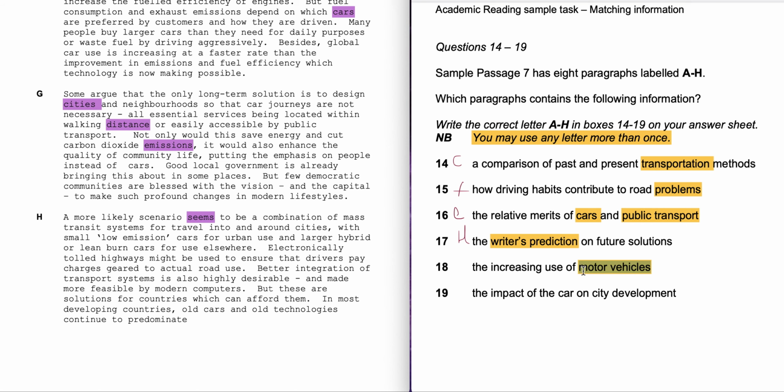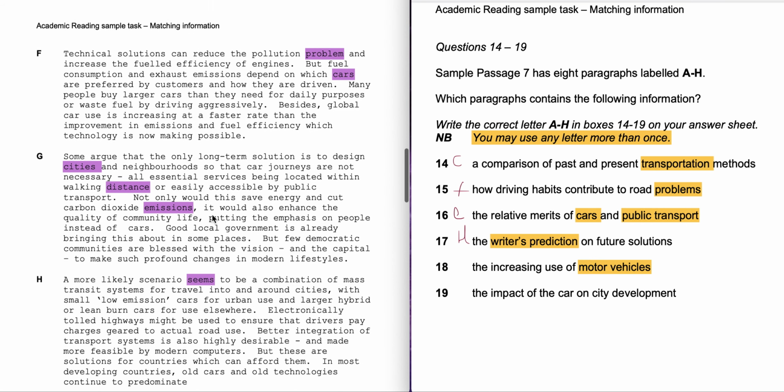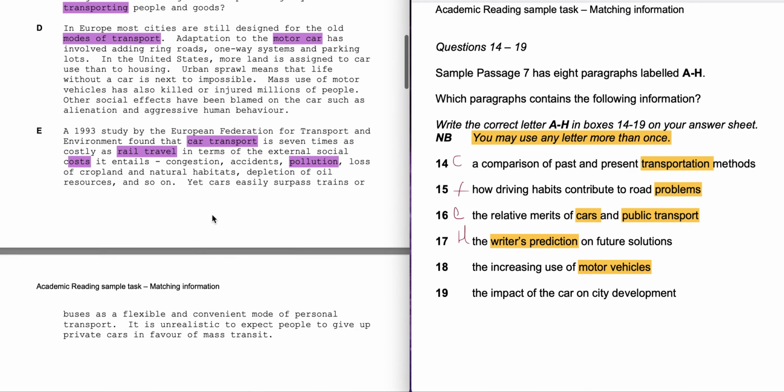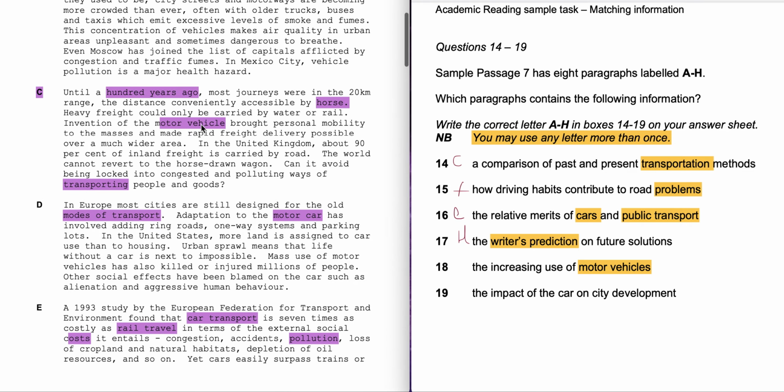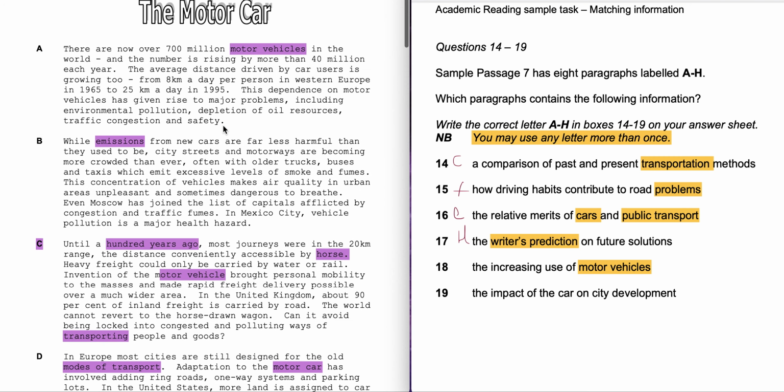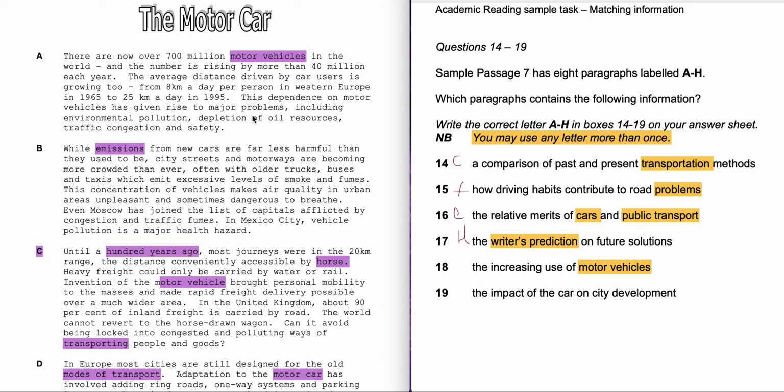So I'm going to highlight the words motor vehicles. I don't remember exactly where it was mentioned, but I even highlighted motor vehicles. So here they were saying about motor vehicles on paragraph C and on paragraph A. Let's read both of them and make a decision on which one is going to be the answer. So there are now over 700 million motor vehicles in the world, and the number is rising by more than 14 million each year. The average distance driven by car users is growing too, from 8 kilometers a day per person in Western Europe in 1965 to 25 kilometers a day in 1995.